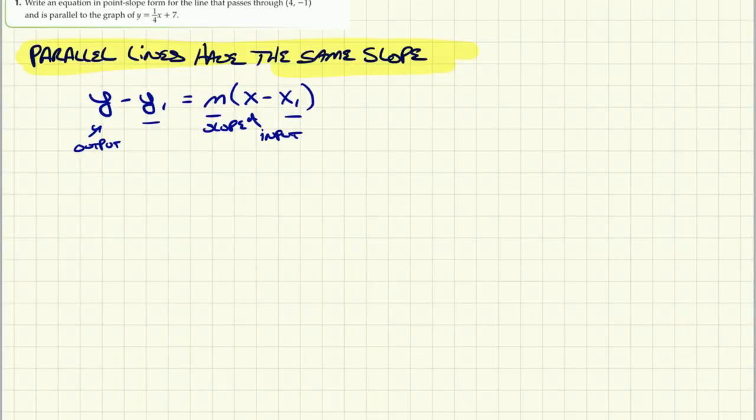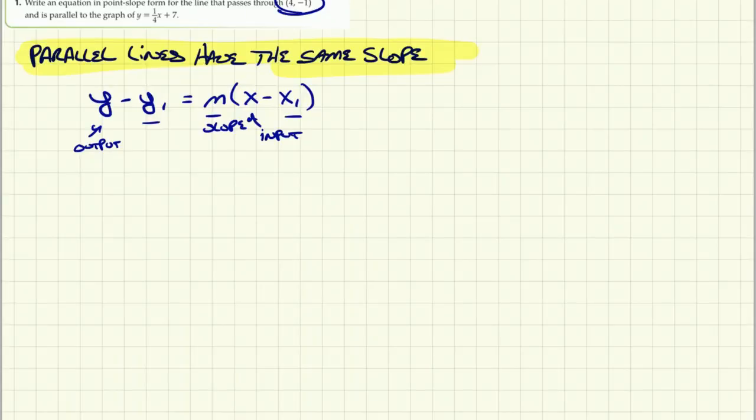So where do x1 and y1 come from? Right here. This is the point that they're giving us. We can call this P1, point 1, and point 1 is comprised of an x value and a y value, an x coordinate and a y coordinate. So P1 is in the form (x1, y1). That's where those values are coming from.